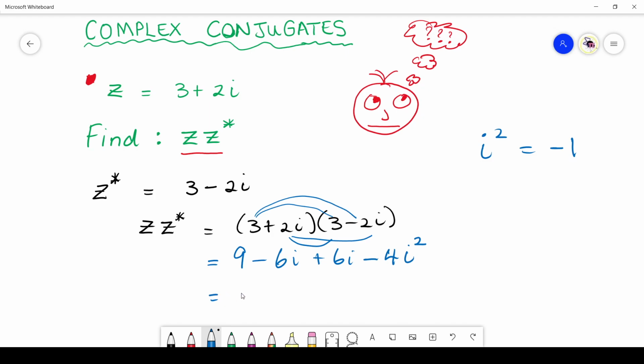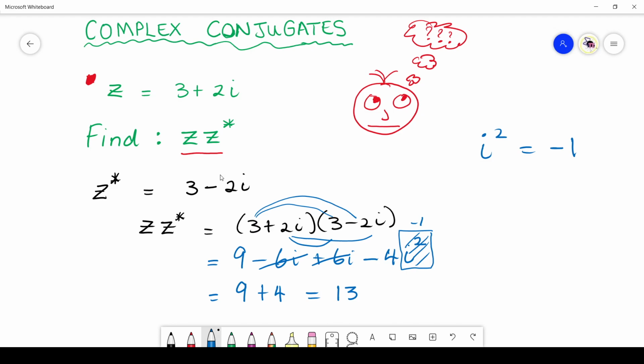So let's clean this up. The minus 6i and plus 6i will cancel each other out. And this i squared becomes minus 1. If this becomes minus 1, then minus 1 by minus 4 gives us plus 4. And this just gives us a value of 13. Okay? Now, I want you guys to actually see something here. I think I may have to do another example to show you.